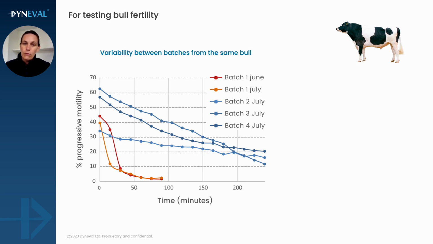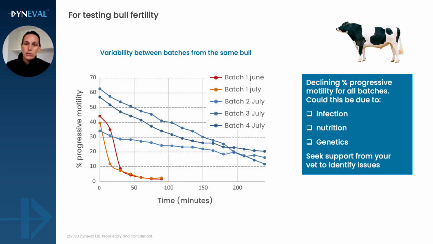And so vets and farmers can now work together to explore the causes of declining progressive motility. Could this be due to an infection that could be treated? Possibly the nutrition of the bull could be improved, or maybe there are some genetic factors to be aware of. So in this case, we recommend you seek support from your vet to identify these issues and overcome them.